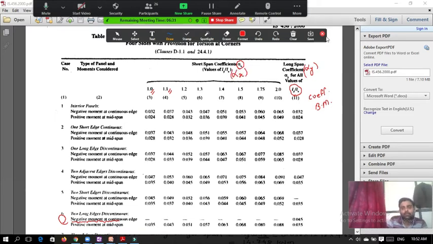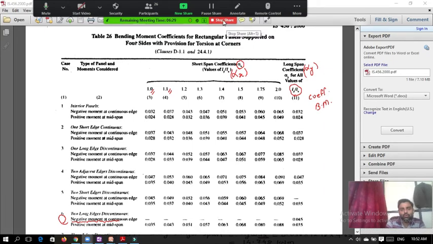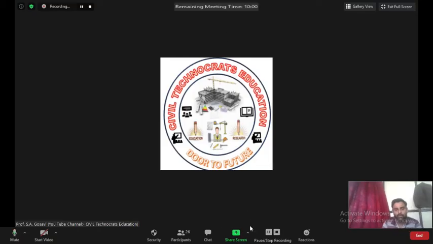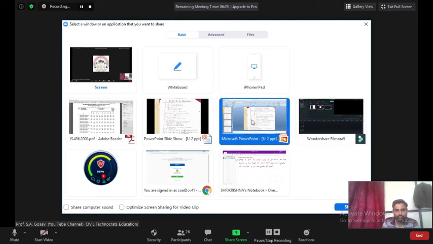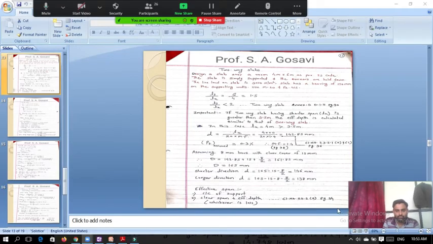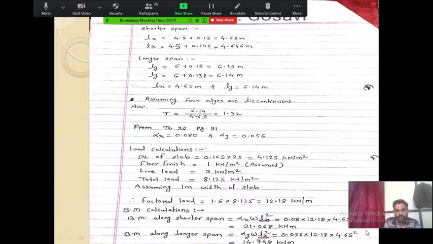Okay, now we will move to our PowerPoint presentation. So now if you see this slide, for the bending moment calculation, what is written?